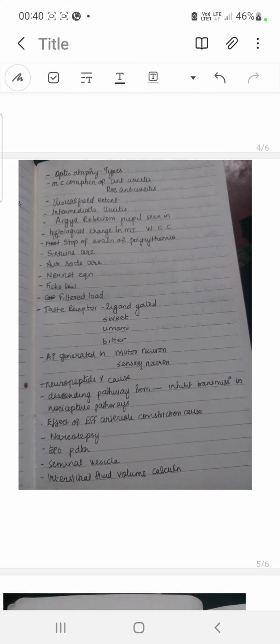Effect of efferent arteriolar constriction: initially hydrostatic pressure increases, so GFR increases. Later oncotic colloidal osmotic pressure increases, so GFR decreases. Narcolepsy is actually in REM sleep. Erythropoietin production is from two places, liver and kidney, mainly from liver.